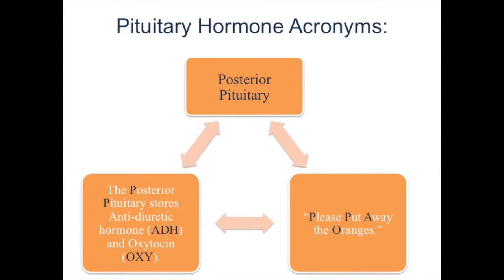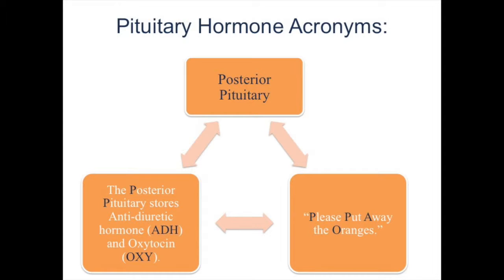The pituitary gland is separated into two sections, posterior and anterior. Posterior being the back and anterior being the front. The posterior pituitary stores antidiuretic hormone and oxytocin. Notice that I said stores. The posterior pituitary does not produce its own hormones. The hypothalamus produces the hormones and sends them to the posterior pituitary to be stored.